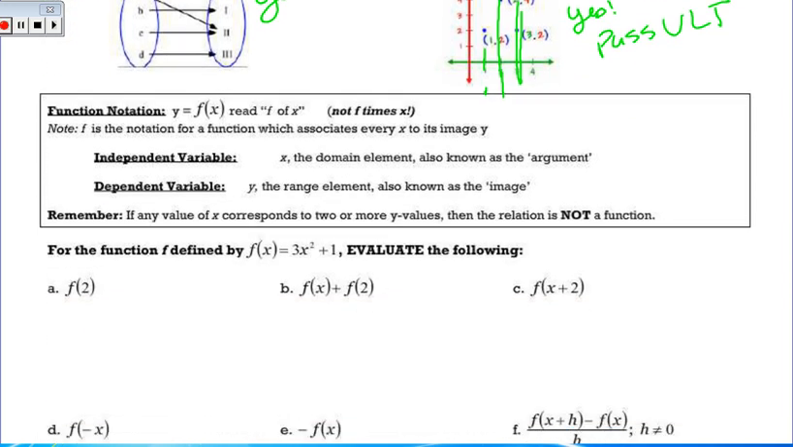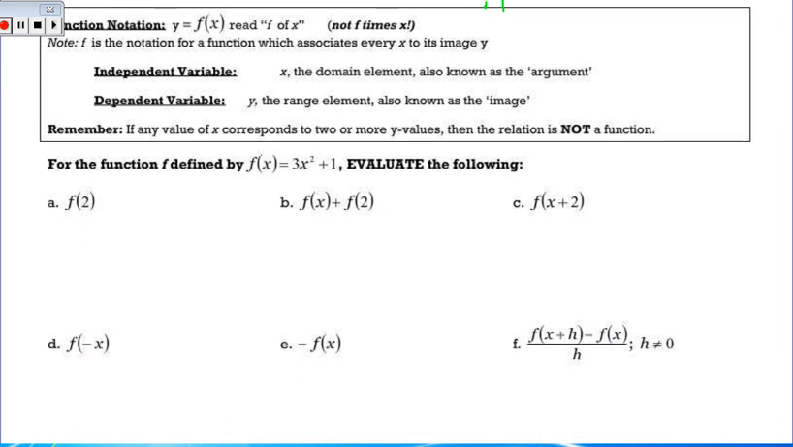Function notation is read f of x. It does not mean times x. X is going to be our independent variable. Y is a dependent variable, and it's dependent because it depends on which x we input inside there. A relation is not a function if we have any repeating x values.